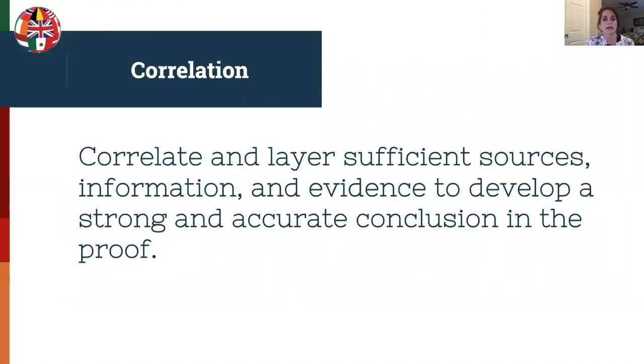Next, be sure to correlate and layer sufficient sources, information, and evidence to develop that strong conclusion, and make sure that you have accuracy there. Usually, one piece of evidence by itself is insufficient to prove a life event or relationship, but when it's layered and correlated with other evidence, it can build a stronger and more accurate proof.